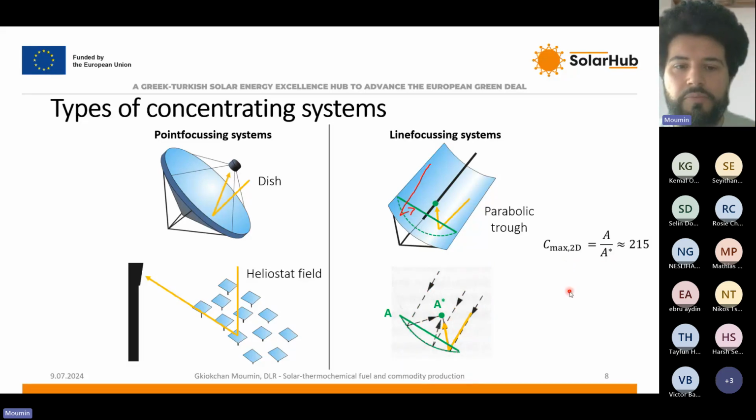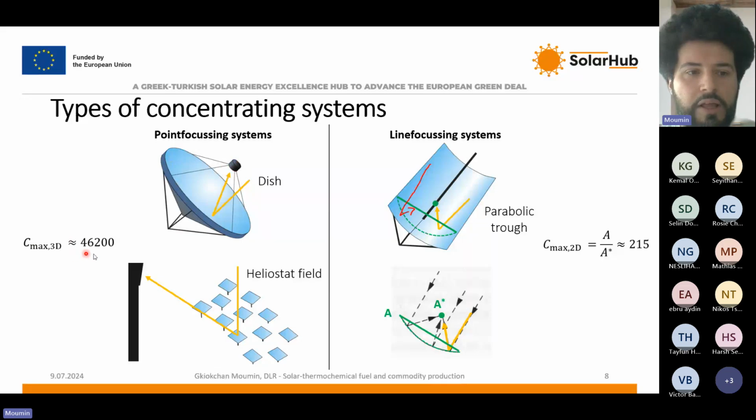This is not really the case, which will lead to some reduction of this maximum value, but this is just as an orientation. And if we apply the same for the point focusing systems, again, taking the surface where all the radiation enters, and then the focused area, we have a concentration ratio of 46,200. And that already gives you a rough feeling that point focusing systems can achieve much higher temperatures than line focusing systems.